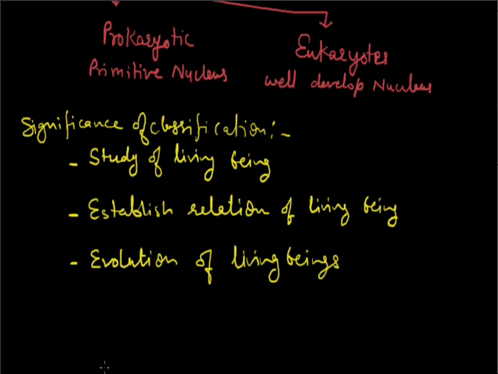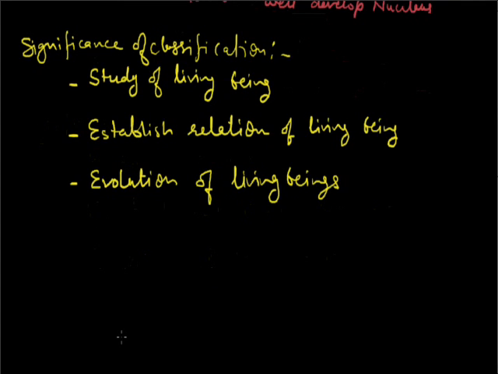Evolution is the development of living beings from simpler living beings to complex living beings. Evolution was first described by Charles Darwin. This term was first explained by Charles Darwin in his book Origin of Species.